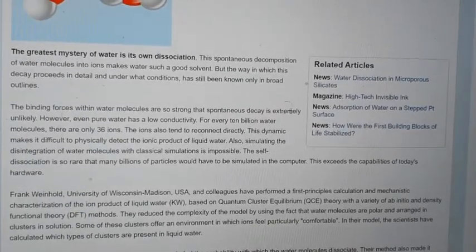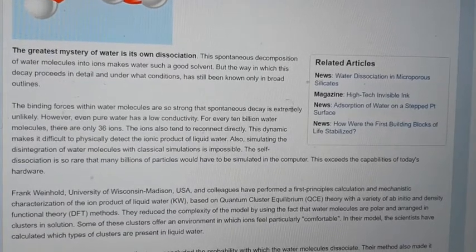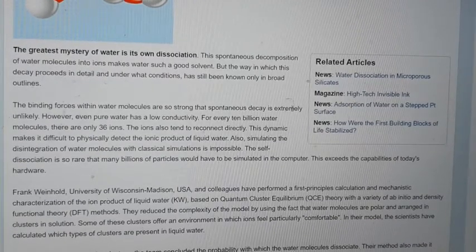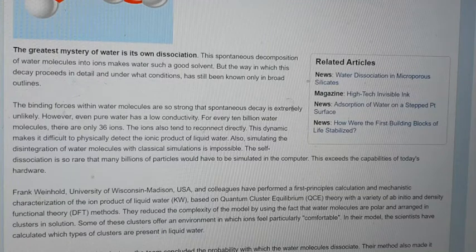Okay, so this spontaneous decomposition of water molecules into ions makes water such a good solvent, but the way in which this decay proceeds in detail and under what conditions has still been known only in broad outlines. The binding forces within water molecules are so strong that spontaneous decay is extremely unlikely. However, even pure water has a low conductivity. For every 10 billion water molecules, there are only 36 ions. The ions also tend to reconnect directly. This dynamic makes it difficult to physically detect the ionic product of liquid water.